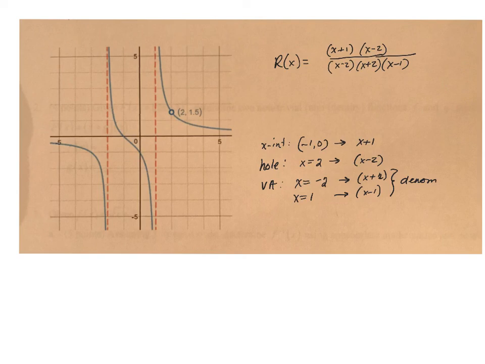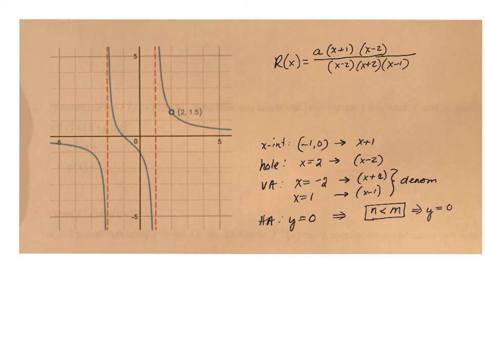Anything else? Oh, and then I can see that I have a horizontal asymptote at y equals 0. What that means is that if I'm looking at the degree of the numerator and the degree of the denominator, this one's going to be bottom heavy. The degree of the numerator is going to be less than the degree of the denominator. That's what's going to give me that horizontal asymptote of y equals 0. Then all I really need now is that leading coefficient. We're going to call it a.